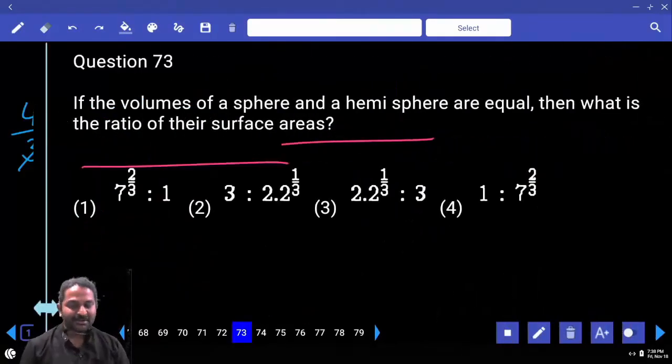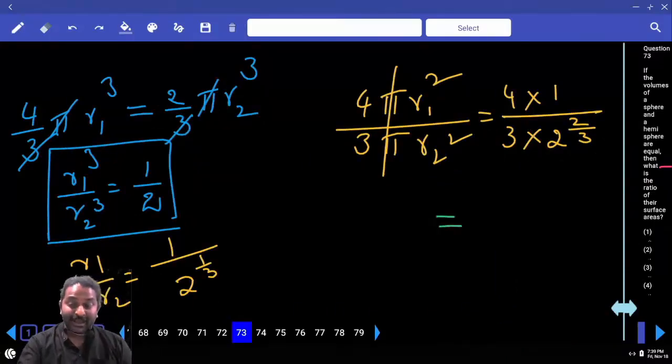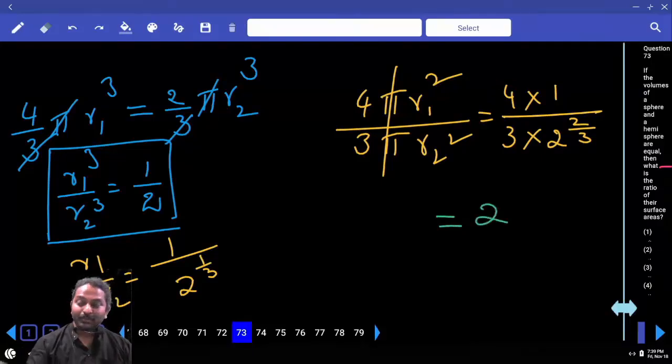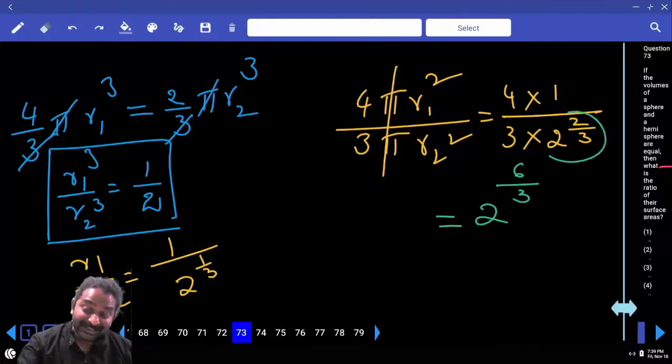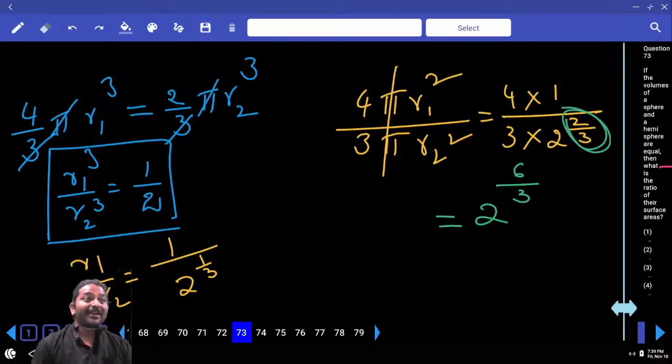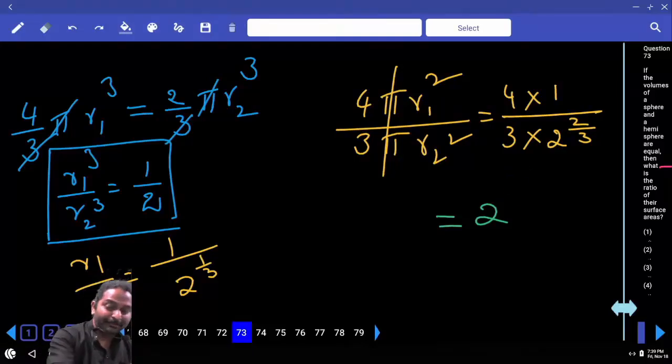Then in the second option 3 has to be there. Third option. Got it? Otherwise, you need to write 4 as 2 square, 2 to the power of 2. Can I write that exponent 2 as 6/3? Why am I writing like that? Because in the denominator for 2, the exponent is 2/3, where the denominator is 3. Hence I am writing 2 square, this 2, as 6/3. It makes our job easy.